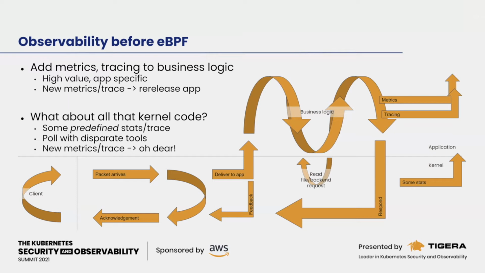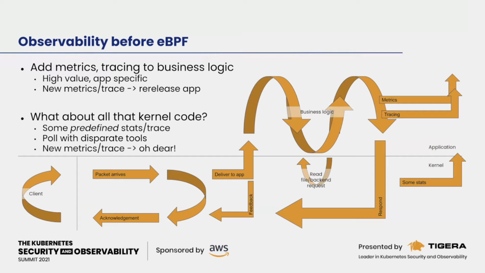All great stuff. Downsides, when you want to add additional trace or metrics, that means a respin of your application. And if this is an application that's not really under your control, like some external third-party application you've brought in, you need to convince the developers of that application to add metrics and trace to allow you to observe what's going on inside. And the other thing is, well, what about all that kernel code?